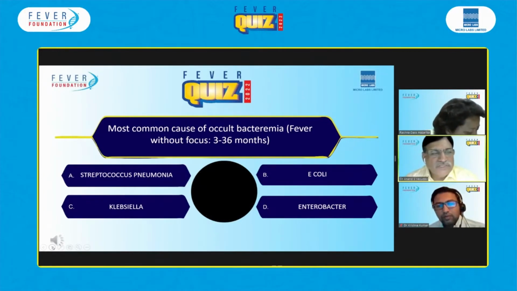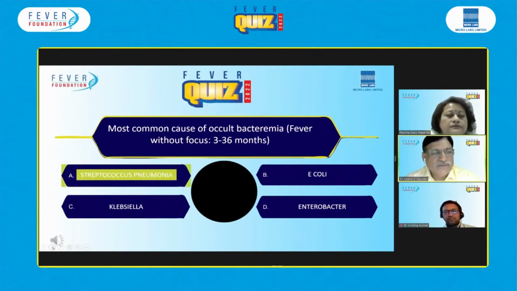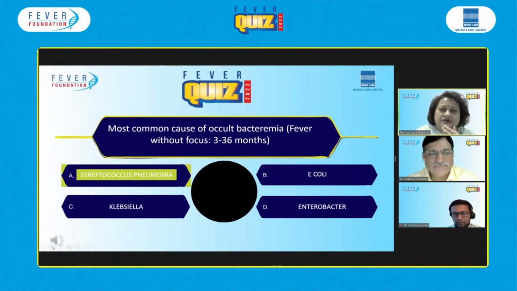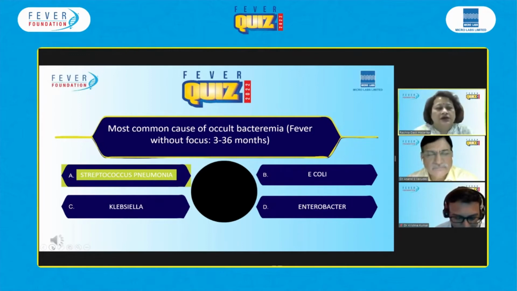Thank you, Computer Ji. Can we lock the correct answer? Right. So the correct answer is Streptococcus pneumoniae, answer A. So Dr. Hazarika, would you like to say something about this particular occult bacteremia caused by Streptococcus pneumoniae? Yeah, so the catch in the question was 3 to 6 months, because below 3 months, the organisms, as we know, would be different.